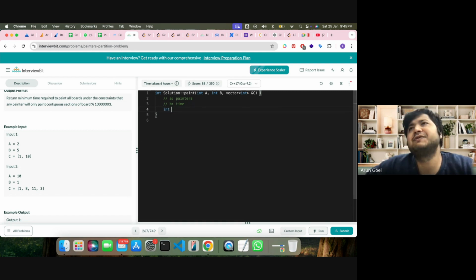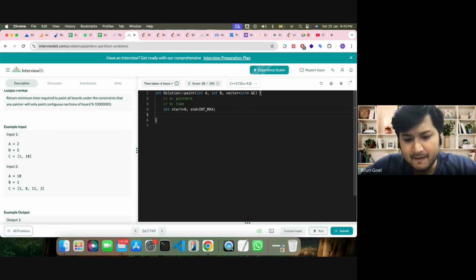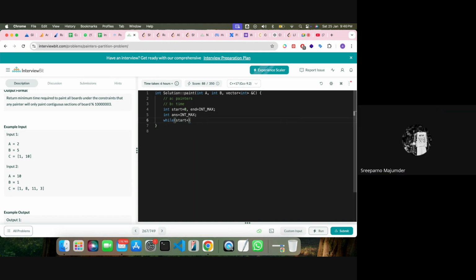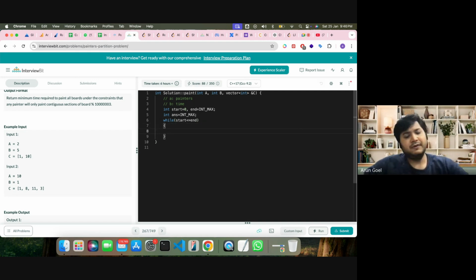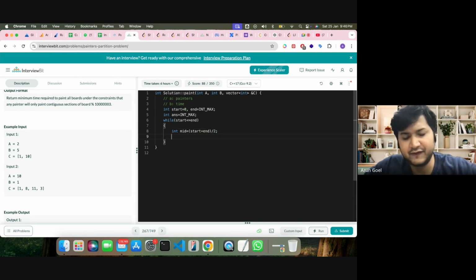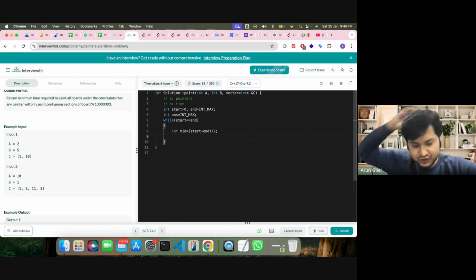So search space क्या हो गया? 0, int max, right? So start equals to 0 and end ले लेते हैं int max. Perfect. And right now answer also int max. इसको minimize करना है, right? So while start, we'll use binary search to find the minimum time, right? So first is mid find करते हैं, which is start plus end by 2. Perfect हो गया. Now we have to check if this mid is possible or not. कि इतना time possible है या नहीं है, right?